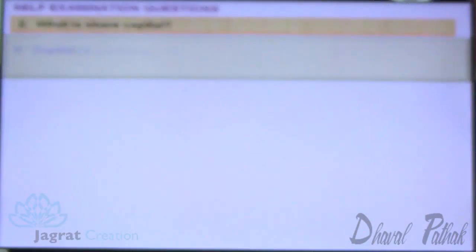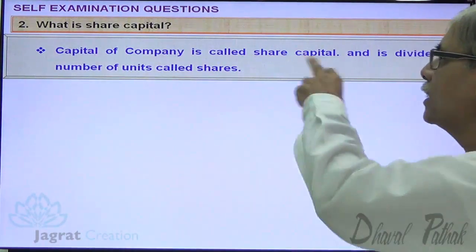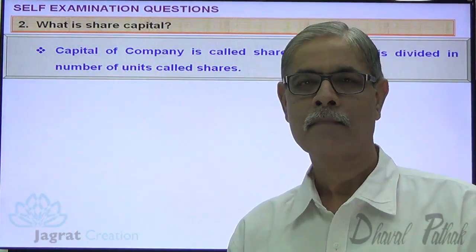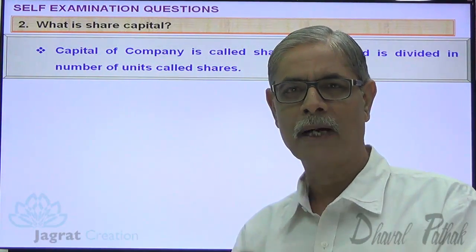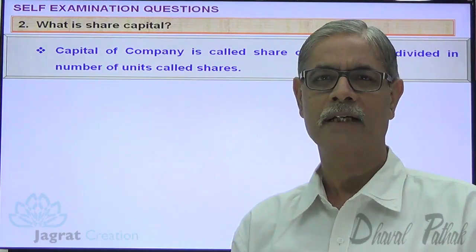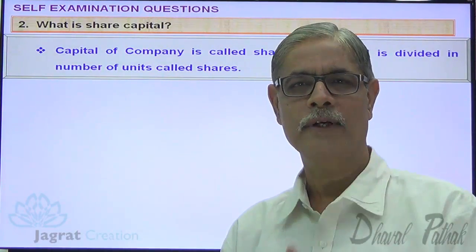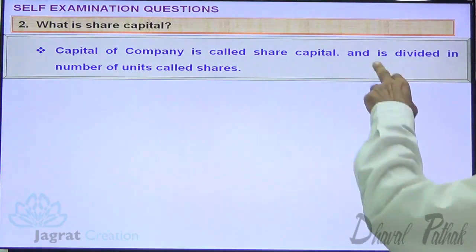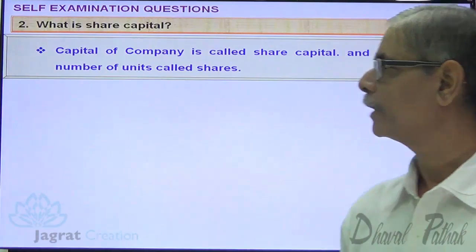What is share capital? The capital of a company is called share capital. Every business requires capital, may it be a sole proprietorship, a partnership, or a corporate personality company. It requires capital. The capital of a company is known as share capital and is divided into a number of units called shares. Next.